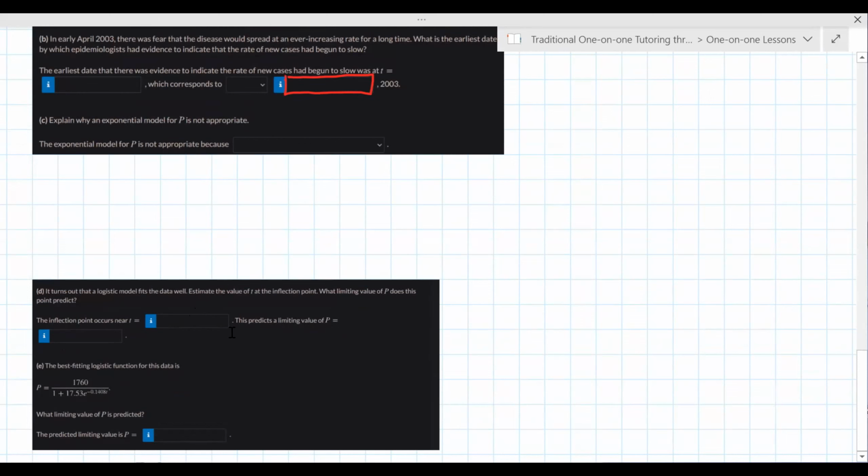So the inflection point occurs near t equals 19 is what it looks like from what I'm seeing, and we need that before we can do this one. And then the limiting value of p, that's predicted. They're saying, how far does it go? It goes to 1760. All right, so 19, and then p equals 19 too, probably. All right. Well, no. You have to put 19 into the model. Oh, I'm sorry. It's going to be 800 is what it looks like.